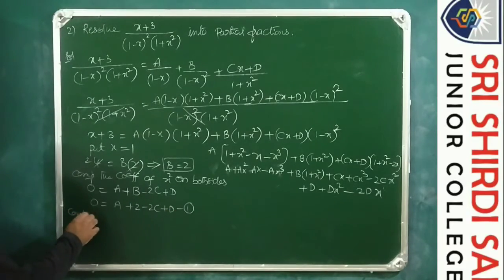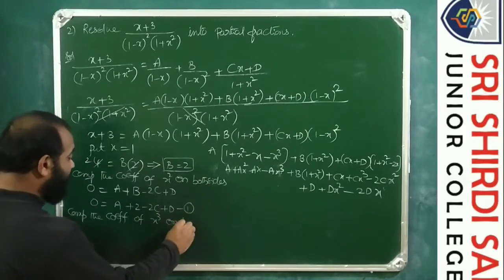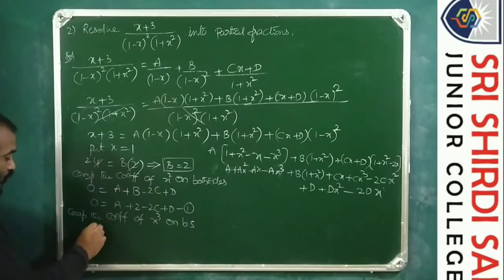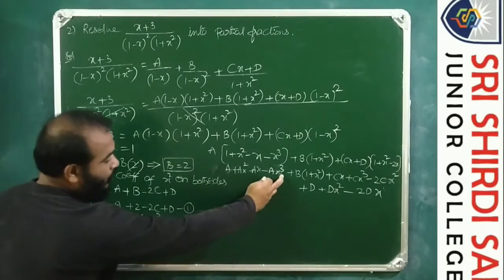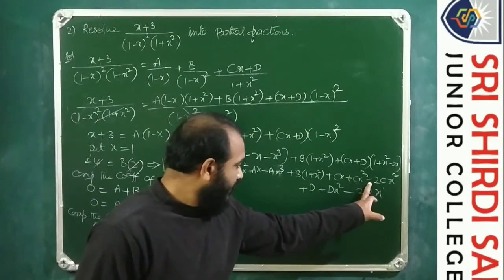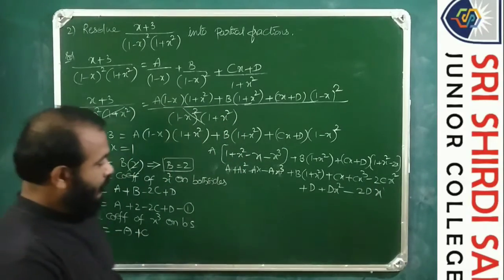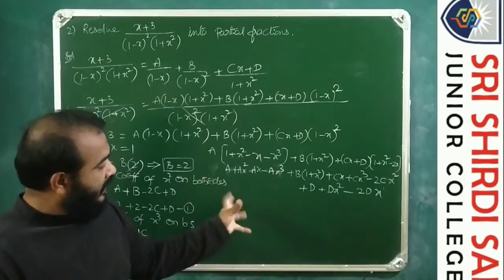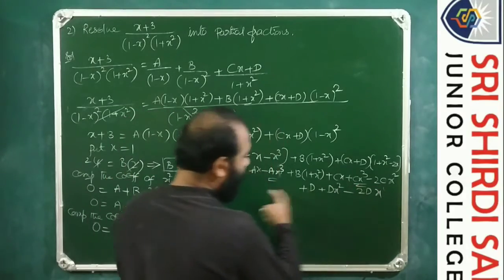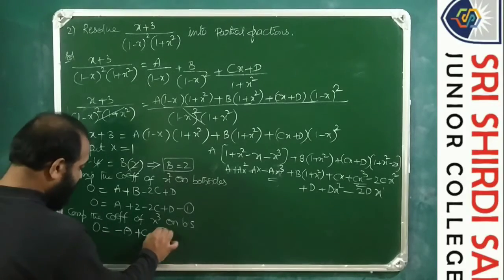Likewise, comparing the coefficient of x cube on both sides. We don't have any x cube term in the LHS, so its coefficient is 0. Here the x cube coefficient is minus a plus c. We don't get any other x cube coefficient because these two are the only x cube coefficients in the equation. So this is the second equation.